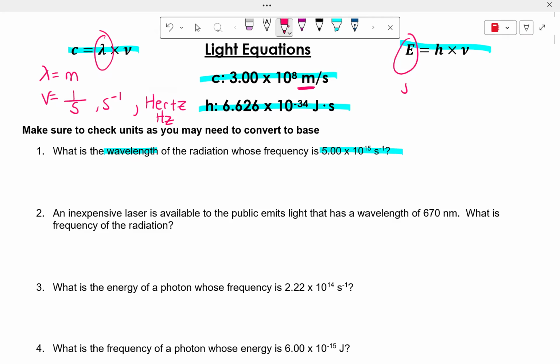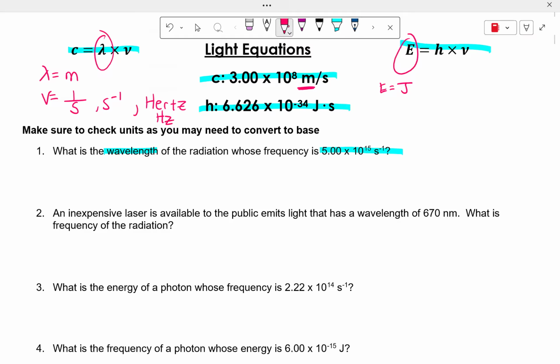And then energy is going to be in joules. So we will need to pay attention a little bit if things need to be converted, if they're not in meters or hertz. There are a few where it's like megahertz or things like that. You will need to do some dimensional analysis.